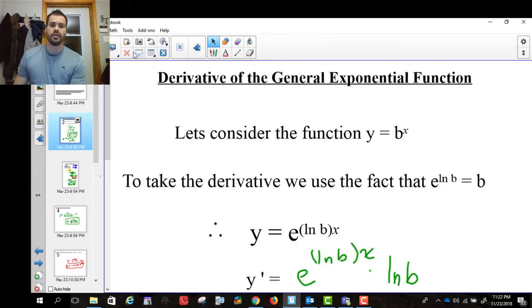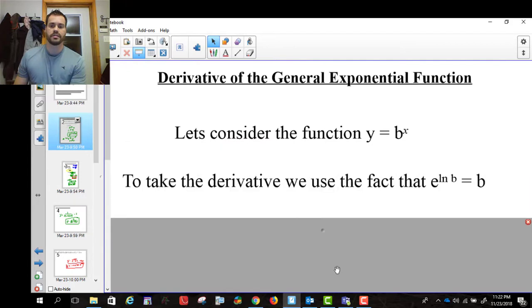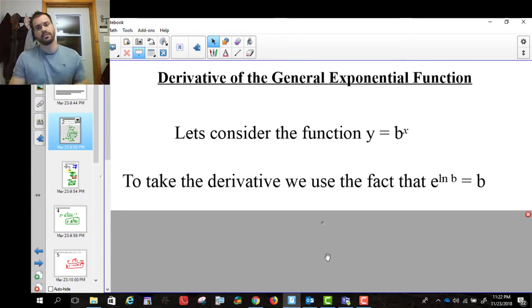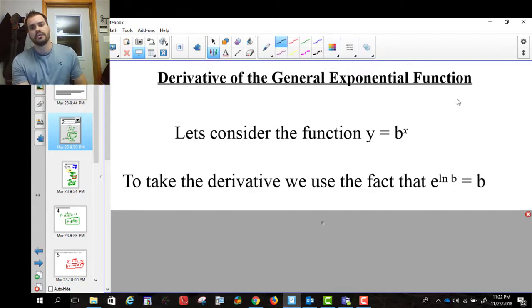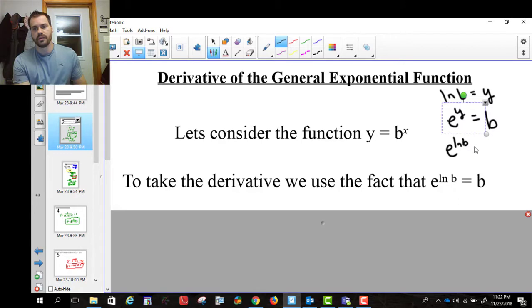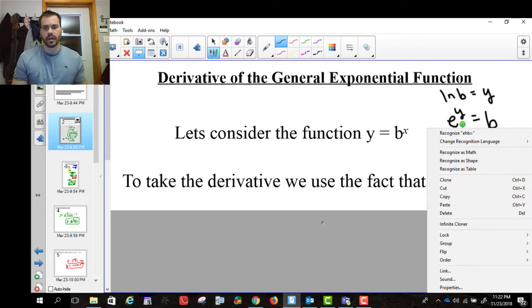So if we start with b to the x, what we're going to do is basically say that e to the ln b is equal to b. We're going to make that substitution. And if you're wondering why, if I say ln b is equal to something, so let's say y, then that statement written as an exponential means that e to the y is equal to b. And y is ln b, so that's why we can say that e to the ln b is equal to b. All right, and hopefully that helps you understand that.